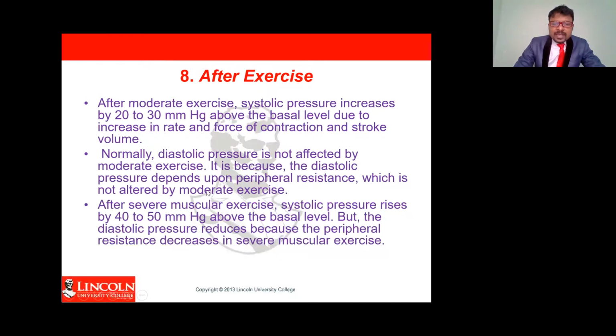After severe muscular exercise, systolic pressure rises at least a minimum of 40 to 50 mm of Hg above the basal level. But the diastolic pressure reduces because the peripheral resistance decreases in severe muscular exercise. So the diastolic pressure is going to be decreased, but the systolic pressure is going to be increased. These are the physiological variations of the blood pressure.